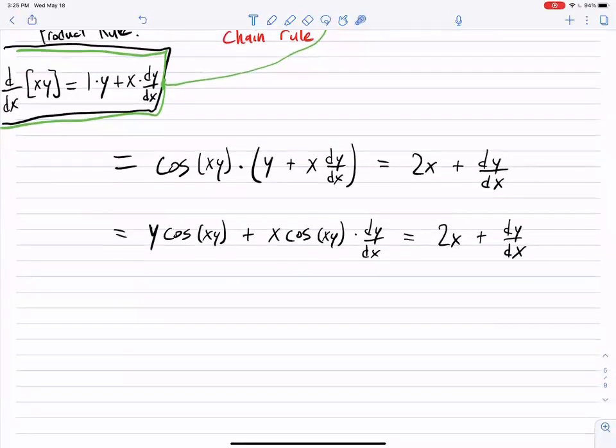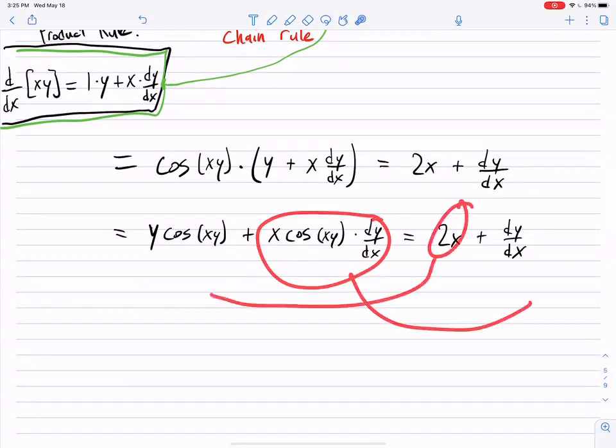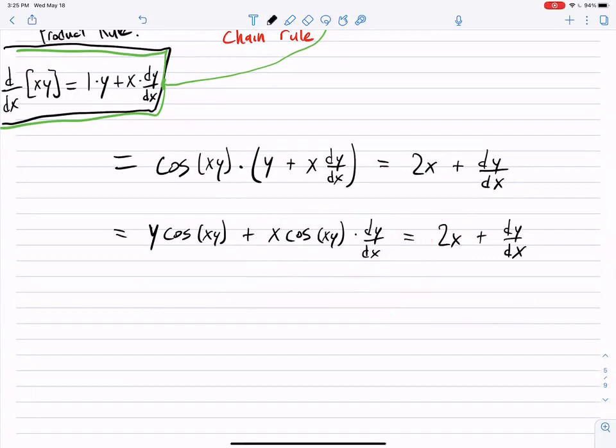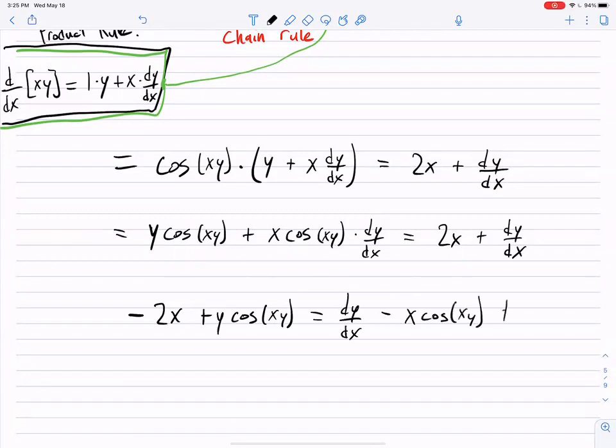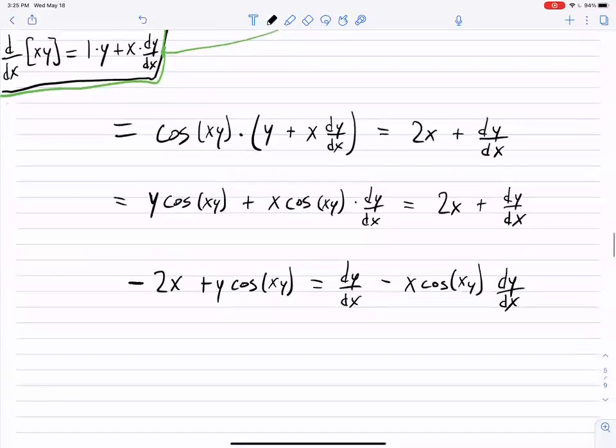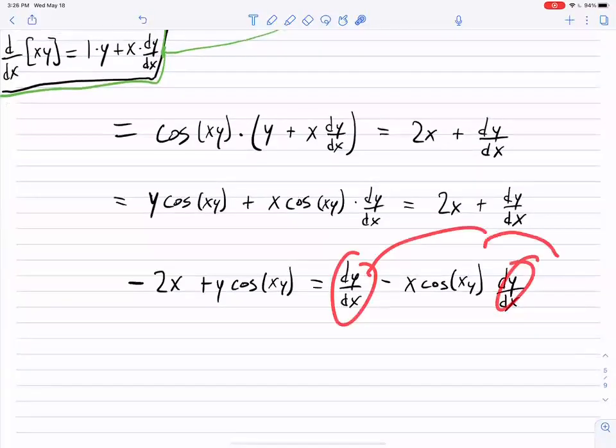And now what we do is we move this term over here, move that term over there to get the things with dy dx on one side and things that don't have dy dx on the other side. I'll do it the other way, minus y cosine xy. It doesn't matter. So I'm going to subtract that over there and flip it. This is actually probably the worst way to do it. Let me switch that back. Let's make that a minus and make that a plus. And then this would be dy dx minus x cosine xy dy dx, right? And so now I can pull a dy dx out of both terms and then divide.